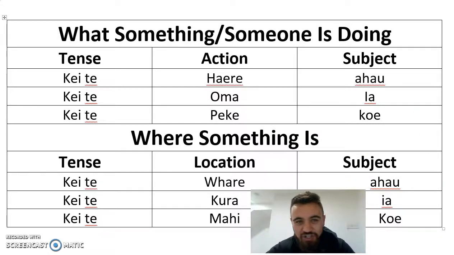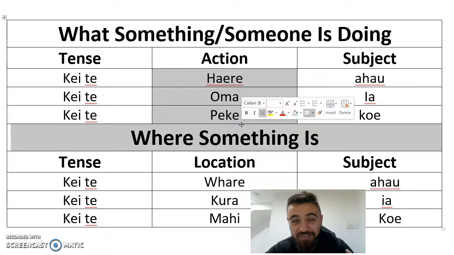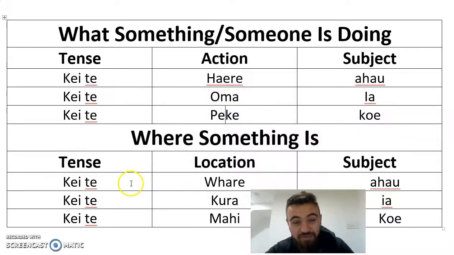But that's basically a quick lesson. And it's really just to show the difference between when a sentence starts with kei te, how you can tell what's actually happening in the sentence or what's being talked about. Next word's an action, if someone's doing something, whereas it can still start with kei te and then be a location of something and be actually talking about where that thing is.